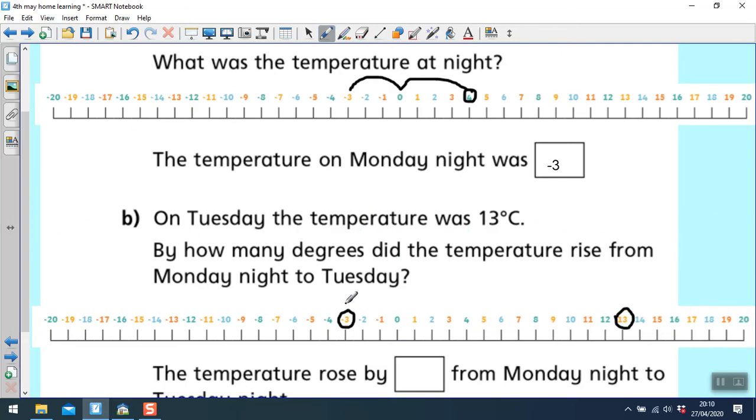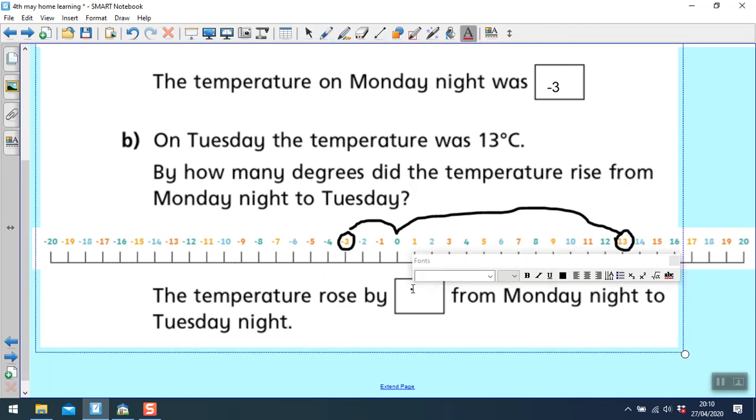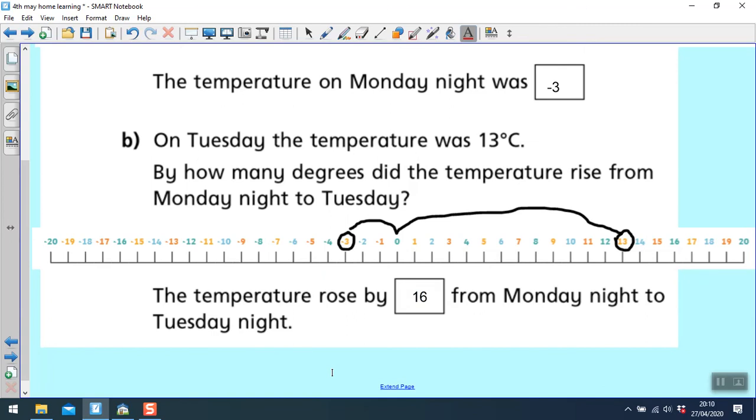So what I can do is think, what do I add to -3 to get 0? I add on 3. What do I add on to 0 to get to 13? I add on 13. So 3 add 13. The temperature rose by 16 degrees from Monday night to Tuesday night.